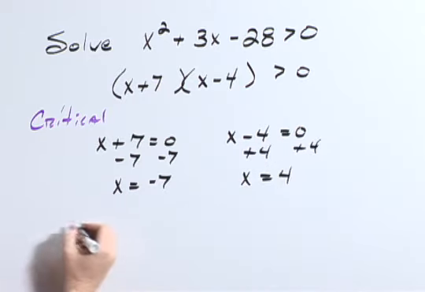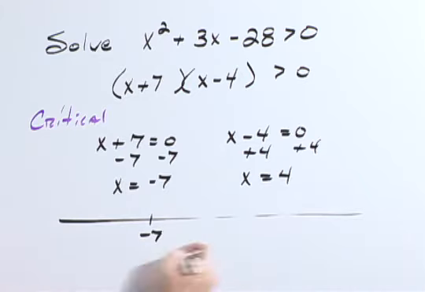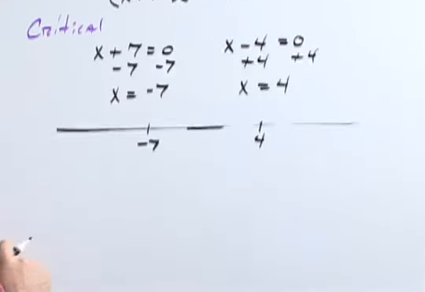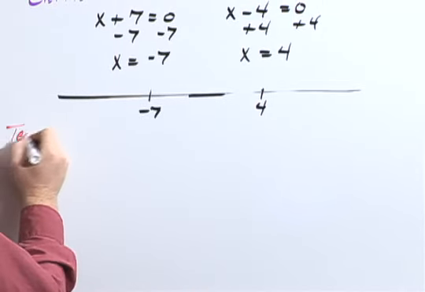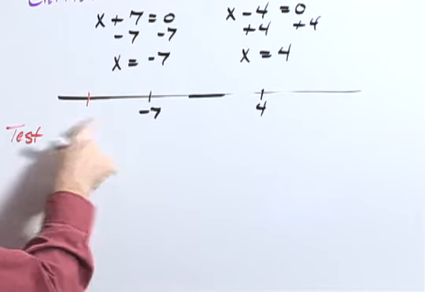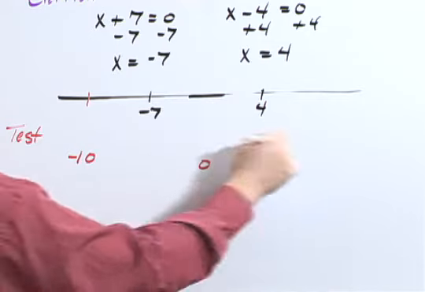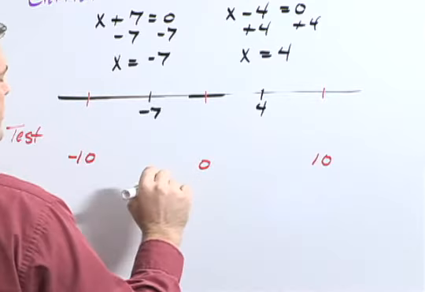equals 4. Well, I can graph that on a number line where here would be my negative 7 and here would be my 4, and I'm interested in which regions would contain my answers, or where my solution set lies. To do that, I can come up with test points. A few points that I might check may be negative 10 to check this region, 0 to check my middle region, and perhaps positive 10 to check this right-hand region.